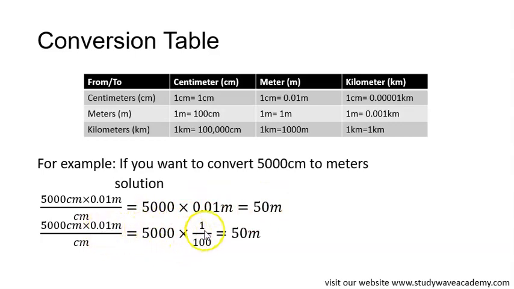Okay? Do you understand? If you can't multiply this, there's a simpler way to do this. Okay? 0.01 equals 1 over 100. How did we have 1 over 100? We move the decimal. Okay? 1, 2. So we have 1 over 100. So 5000 times 1 over 100. 0 cancels 0, 0 cancels 0. We are left with 50 times 1. So it's 50 meters. Do you understand? Good.